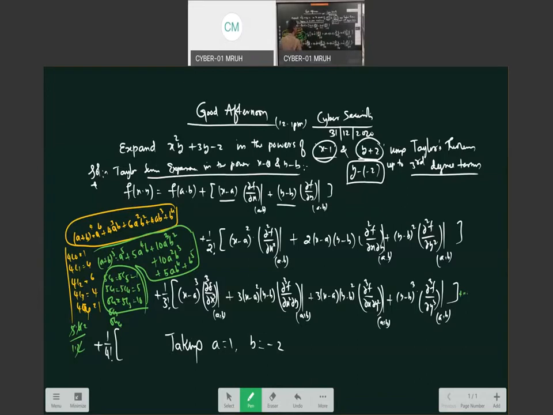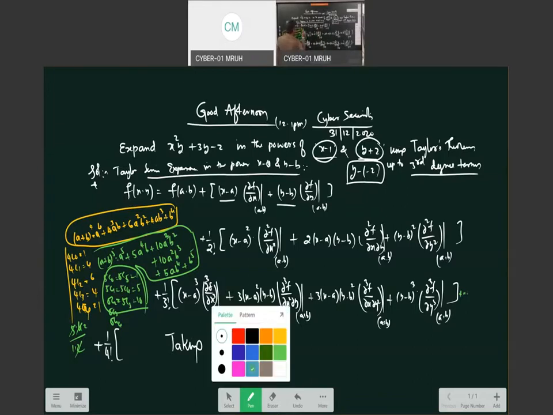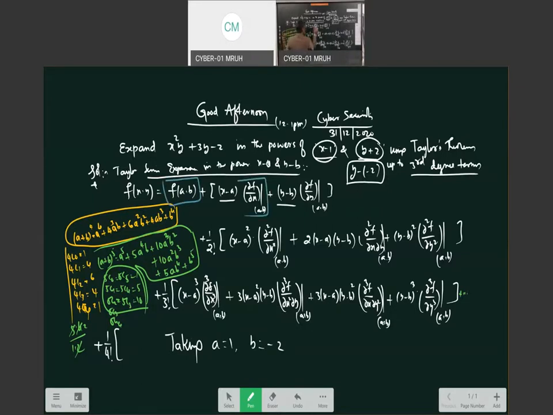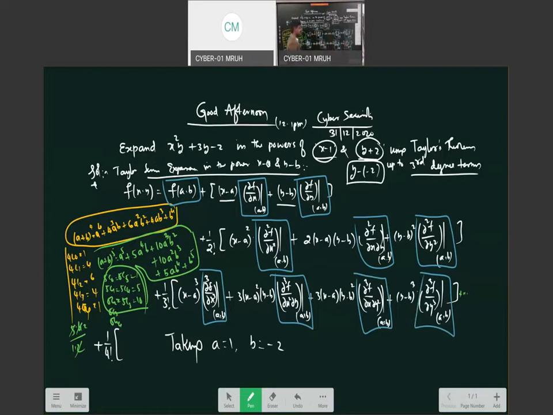Now I need to evaluate all these values. How many values I need to evaluate? Let me check it now: 1, 2, 3, 4, 5, 6, 7, 8, 9, 10. And please remember, only this value is calculated at a comma b. Please remember, it means after differentiating this function, put x equal to a and y equal to b. Don't include this term, because if you include this term, it becomes 0. This is out of the value substitution. This is clear? Now let me evaluate one by one.